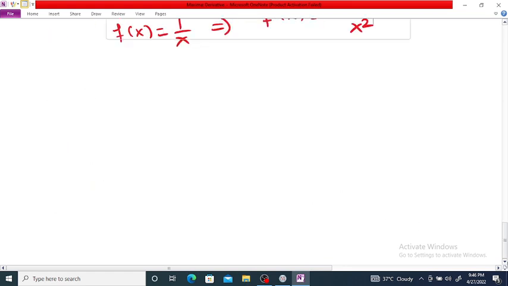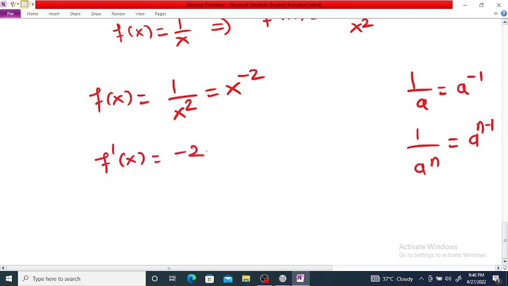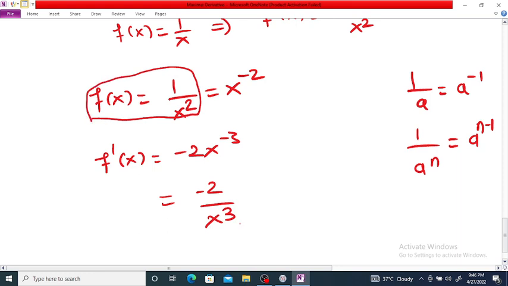Next, if f of x is equal to 1 by x square, then we can write this as x raised to minus 2, as we know that 1 by a is equal to a raised to minus 1, or 1 divided by a raised to n is equal to a raised to minus n. Then f dash x is equal to minus 2 x raised to minus 3, so this is equal to minus 2 divided by x raised to 3. So if f of x is equal to 1 by x square, then its derivative is equal to minus 2 divided by x cube.